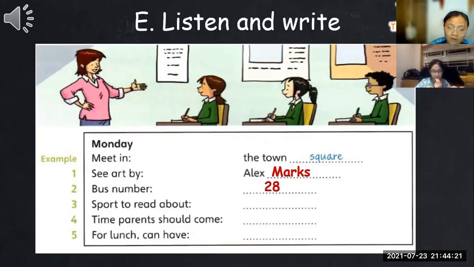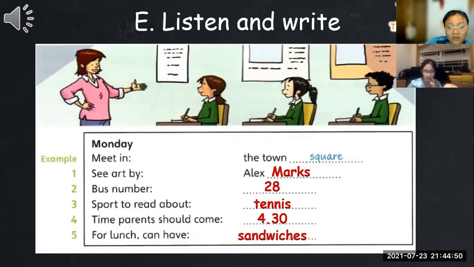Sport to read about. About what? Tennis. About tennis? Correct. 4. About the time parents should come. 4:30. 4:30. Okay, correct. And the last one. What food do they have for lunch? Some sandwiches. It's just some sandwiches, right? Some sandwiches. Okay, and are you clear with all the information in the recording, right?